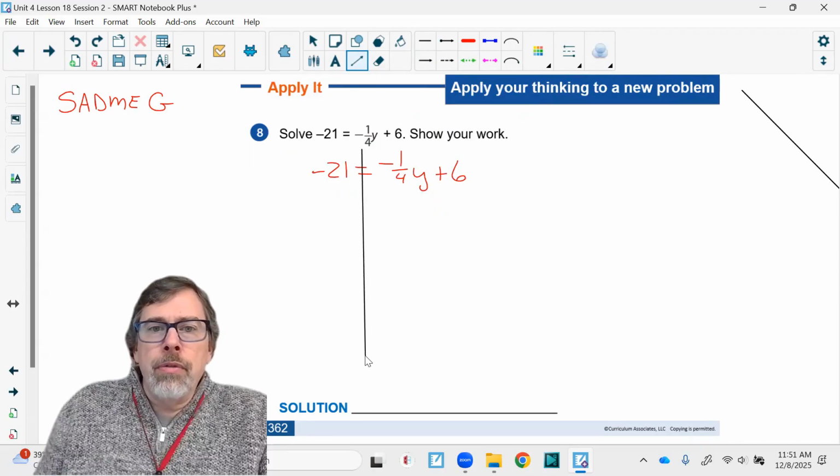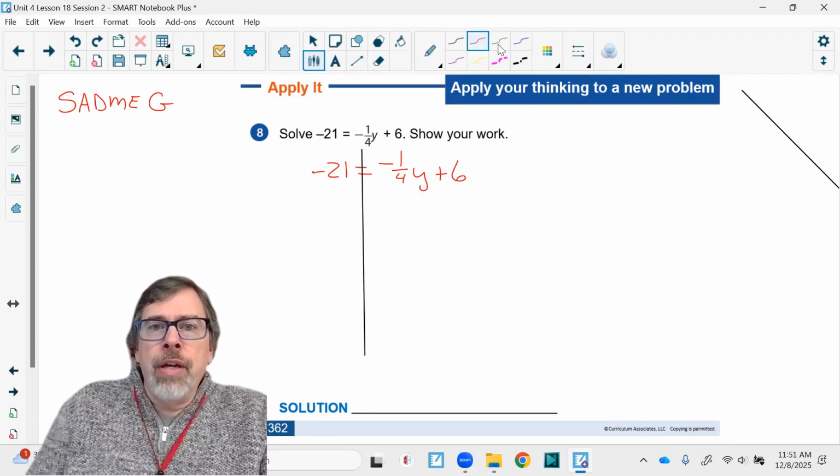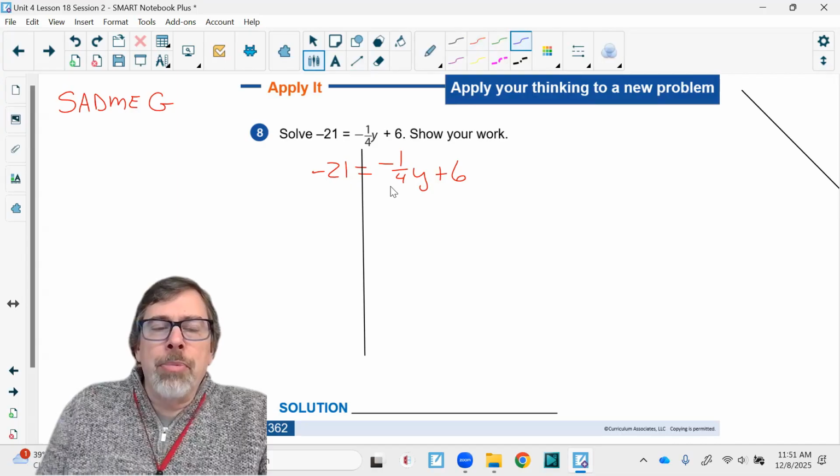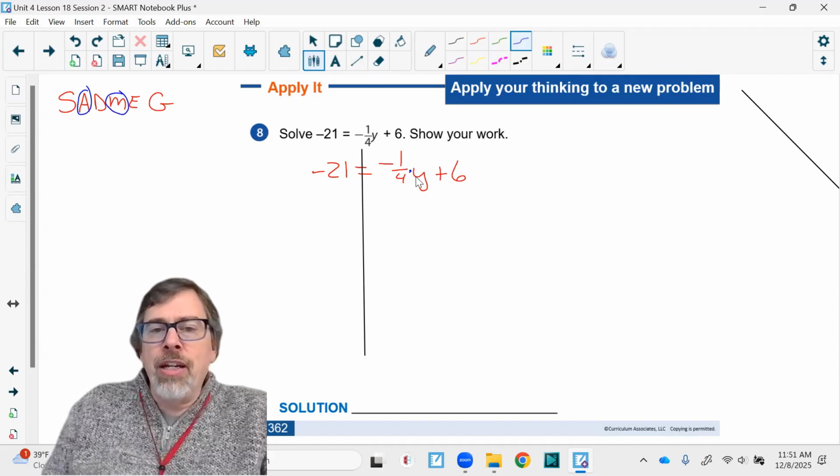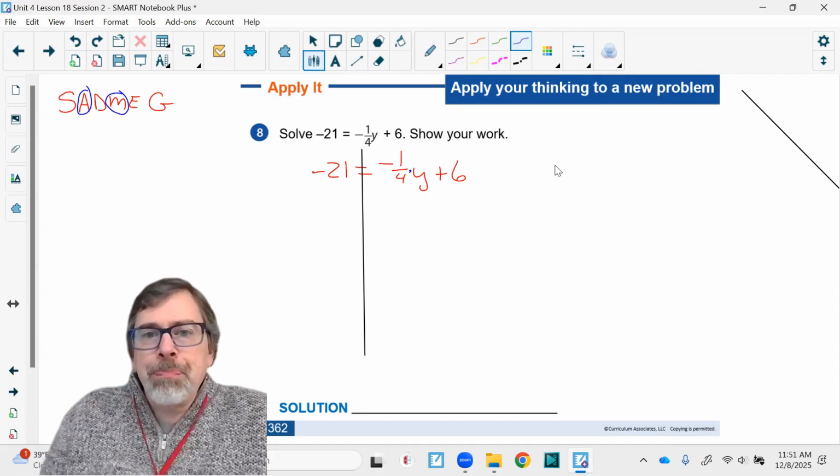Like so. So that I know that whenever I cross an equal sign, I have to do inverse operations. So we have addition here, that is plus 6. We have a negative 1/4 times y, so we do have multiplication. However, that may change. I'll explain that in a minute.